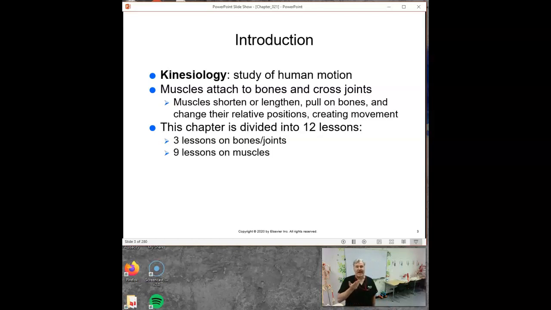And don't forget that really what we study here is that muscles shorten and they pull on bones, and that changes their relative position. My bicep shortens and it literally pulls on this bone and changes the position of my forearm to my arm. And that's just what happens. All right.